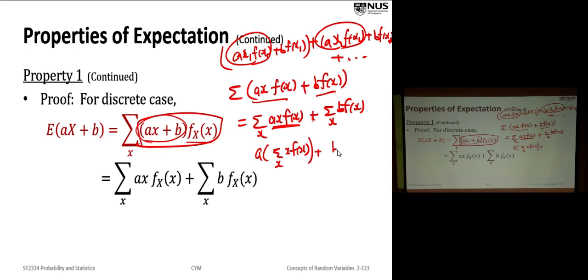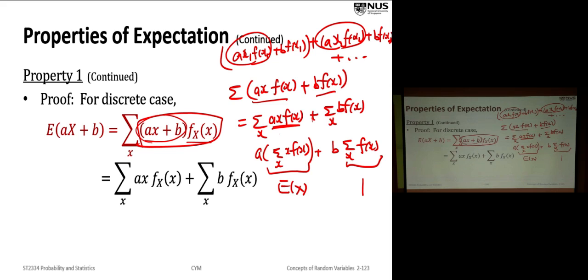Similarly, this one I take out b. So it's sum of f of x. All right? But what is this? This is our expectation of x. And what is this? 1. That's the definition of the probability function. Sum of f of x over all the x values should be 1. Sum of all the probability should be 1. Now, this is a very important technique that we use. So remember, the sum of the probability function of any distribution should equal 1. The definition of probability function.